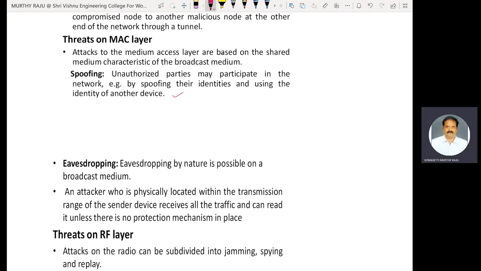Attacks on the medium access layer are based on the shared medium characteristics of the broadcasting medium. A broadcasting medium is open and shared by many nodes. Possible collisions take place in this channel. This is called a broadcasting channel. To avoid that, you have to create some MAC protocols. Next one, eavesdropping. Eavesdropping by nature is possible on broadcasting media. This is the broadcasting media.